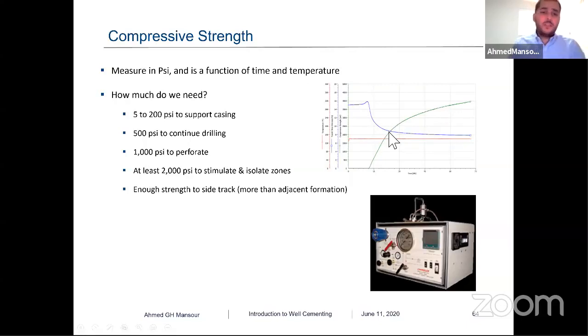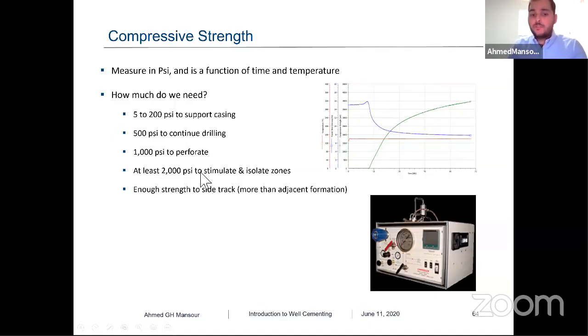So you may ask why we need compressive strength results. There are many reasons. For example, to know how long it's gonna take the cement to support the casing. Another thing, if the drilling engineer would like to start drilling the next string, he would like to know how long he should wait till the cement develops 500 psi of compressive strength. For example, if it takes 5 hours for the cement to develop 500 psi, that means they need to wait 5 hours before they start drilling.